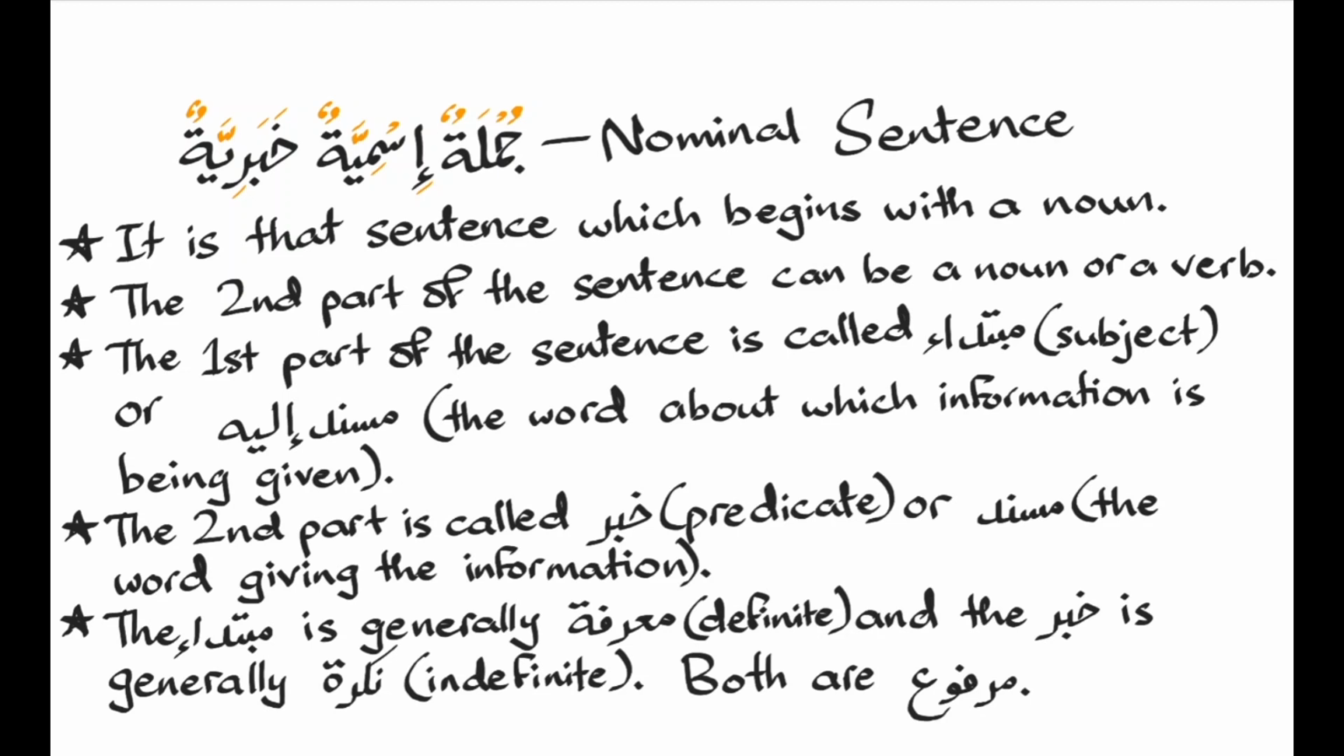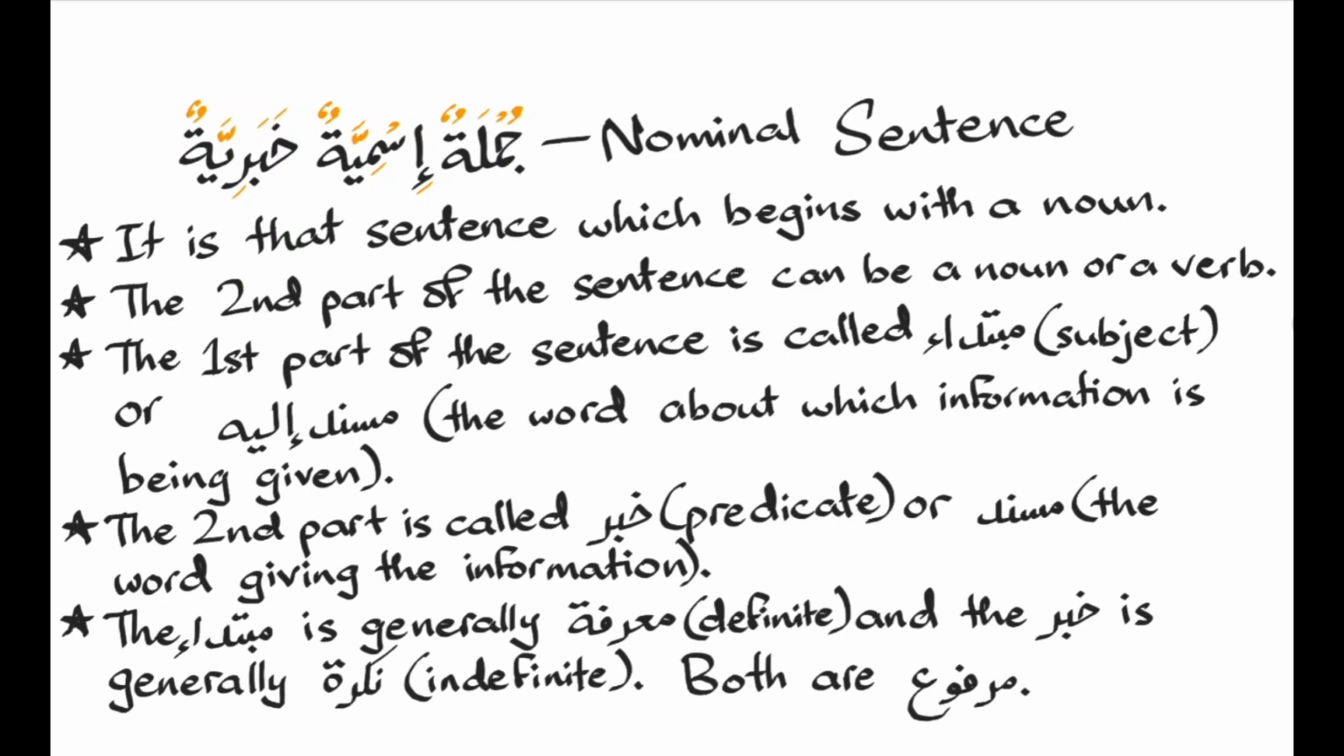Now ma'rifah, definite, basically means that either there's the phrase the attached to a word, or it's the name of a person, place, or thing. Nakira means it doesn't have any of those qualities. There's no the coming before it, nor is it the name of a person, place, or thing. And the second thing you need to know is that both of them, meaning both the mubtada and the khabar, are going to be marfu' in a jumlatun ismiyatun khabariyah, in a nominal sentence. Marfu' means there's going to be a dhamma on the last letter of both the mubtada and the khabar.